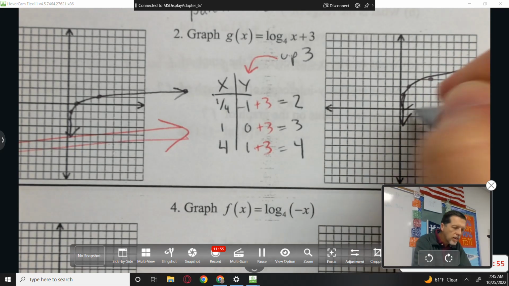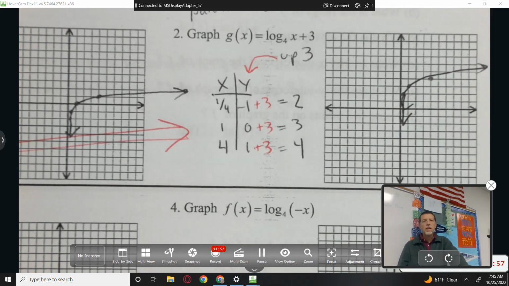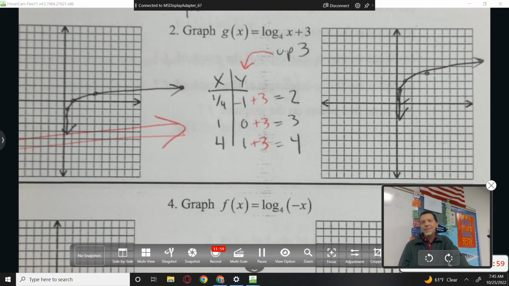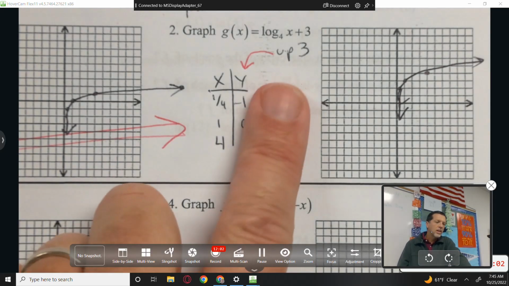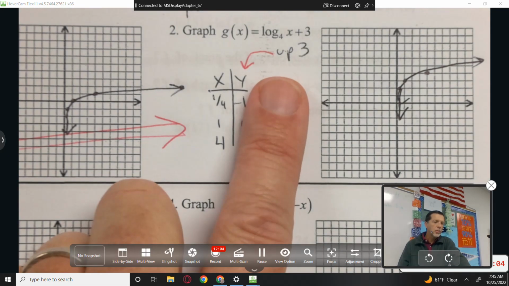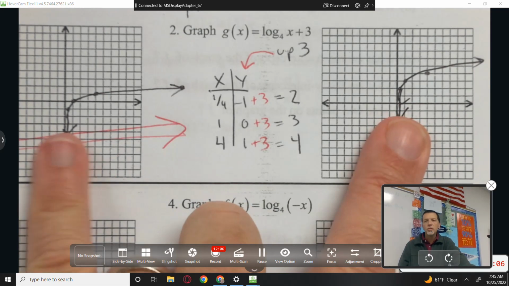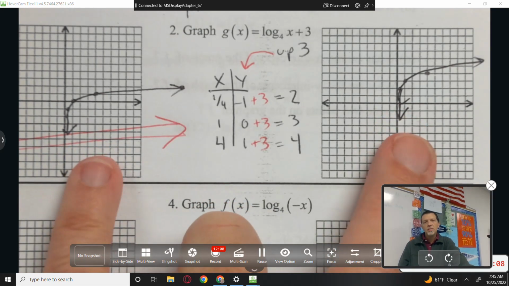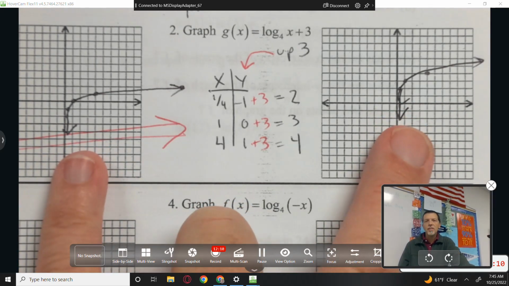Curve. And kind of like yesterday, it's probably a good idea to check. We said it was up 3, so compare this graph with our original graph. Maybe it's hard to tell exactly, but it's definitely been moved up 3.